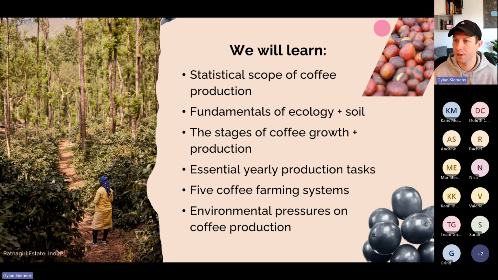So let's look at some statistics regarding coffee production today. We'll go quickly through that. Then we're going to get into some fundamentals of ecosystems and soil sciences. Then we're going to dive into the stages of coffee plants' growth and the corresponding stages of production. Then we'll look at essential yearly tasks. And then we'll round out the class by looking at different farming systems to talk about different decisions producers make, and then environmental pressures on coffee production.